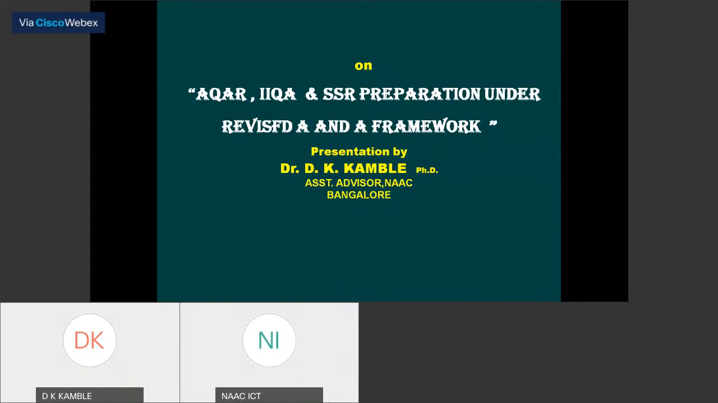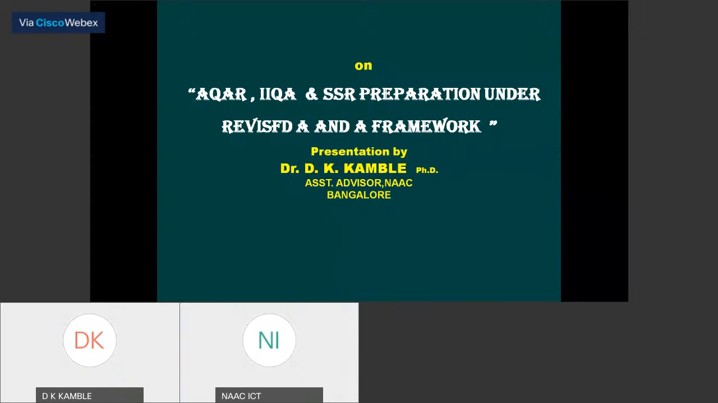So before starting the preparation of SSR, kindly follow the SSR information, guidelines, notifications, all available on our NAAC website. And kindly follow the glossary, which is available on the last page of the SSR. That glossary also gives clear-cut information on the particular meanings covered metric-wise in the SSR. Because those institutions applying for second or subsequent cycle got the accreditation before 2017, that total system was different. But now it is totally different.